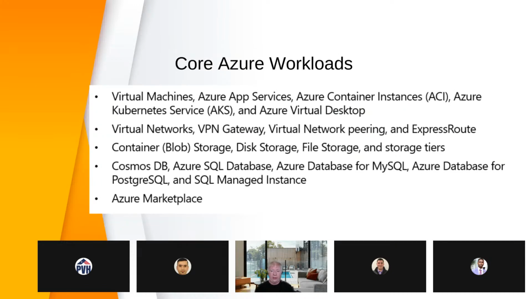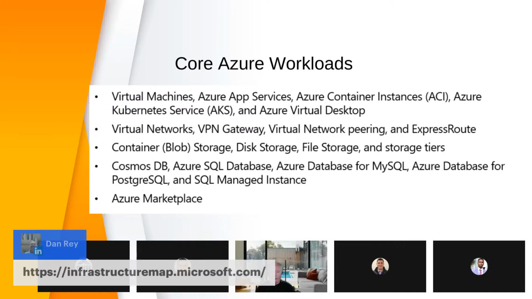So the next one then is core workloads. That's your VMs, your networking, your storage. You can see all the different types of storage in there: blobs, disk storage, file storage, and then all the different databases, like Cosmos DB and Azure databases. And all these can be found on the Azure Marketplace. There's actually tons of stuff. This is only an example of some of them.